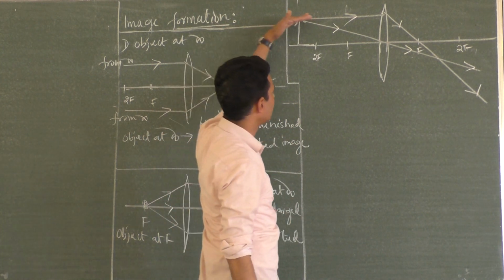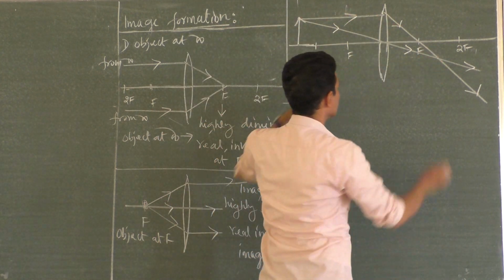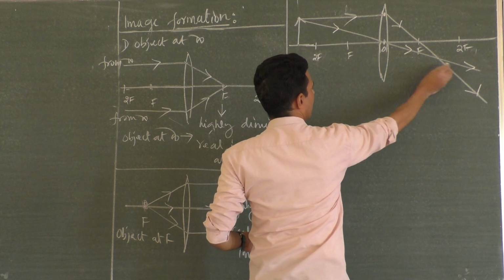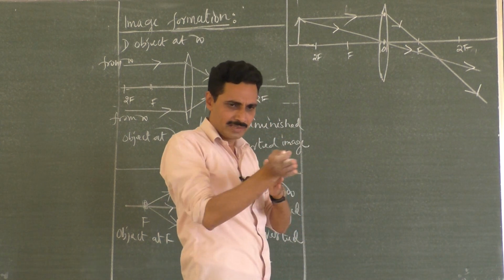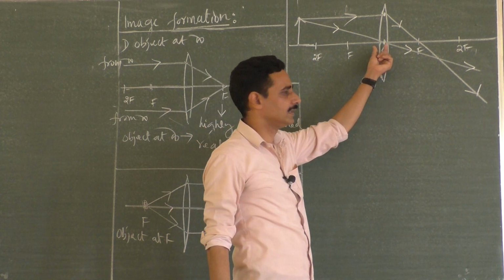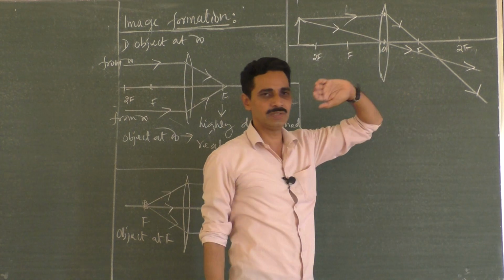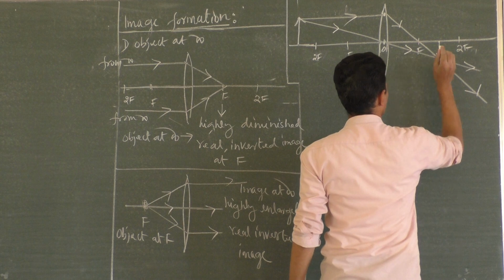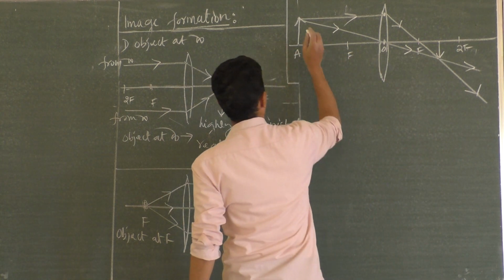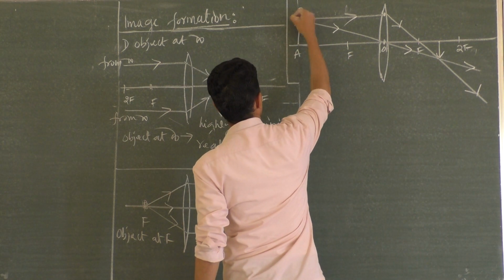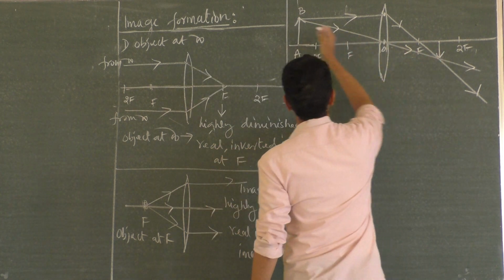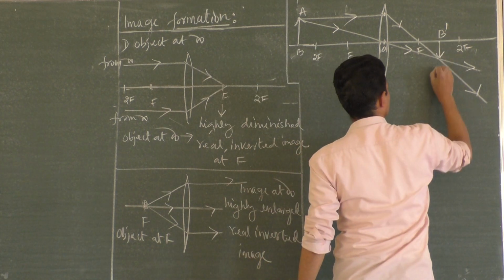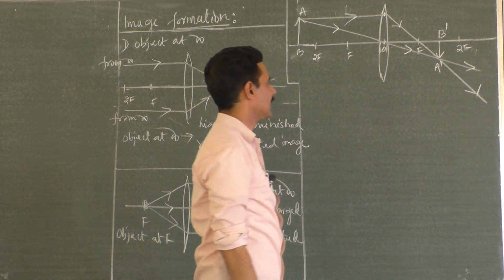One ray of light parallel to the principal axis after refraction passes through focus, and another ray of light passing through the optic center passes undeviated. There may be a small displacement, but since this lens is very thin, you can say it passes almost without any bending. They meet here. What is this? This is the inverted image. If this is A and this is B, then this is B dash A dash, the image.